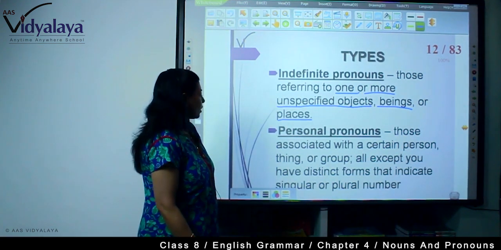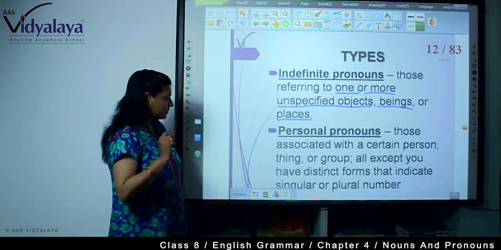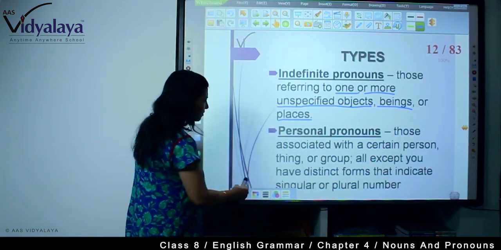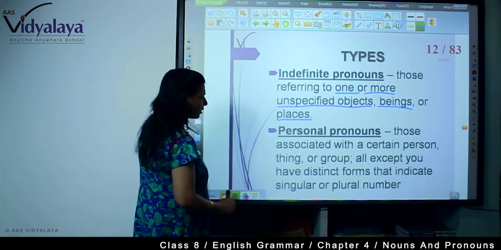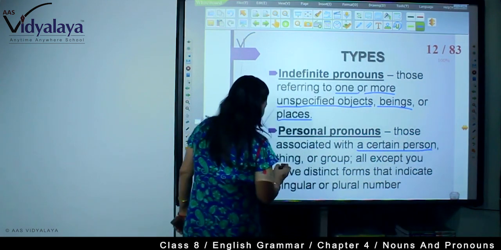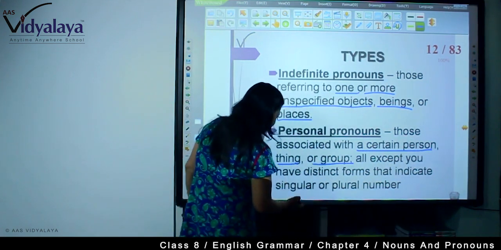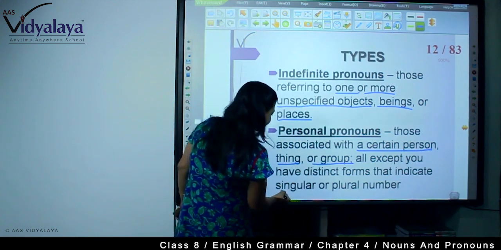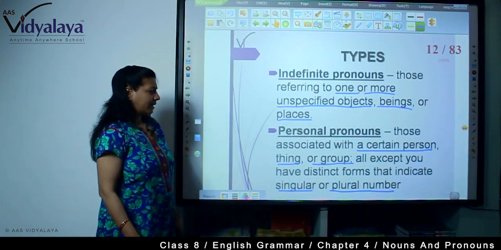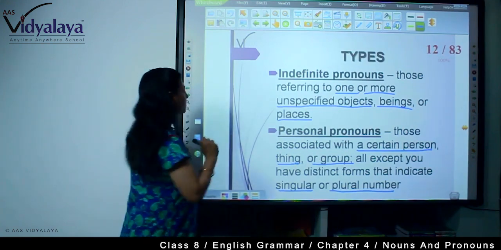Personal pronouns: those associated with a certain person, thing or group. All except you have a distinct form that indicates singular or plural number. See here, certain person, thing or group, and then that indicates singular or plural number. These are called personal pronouns.